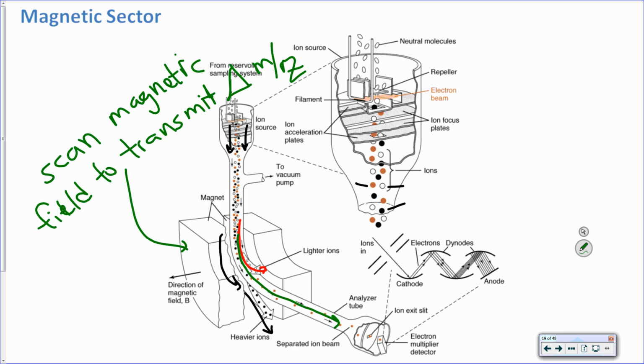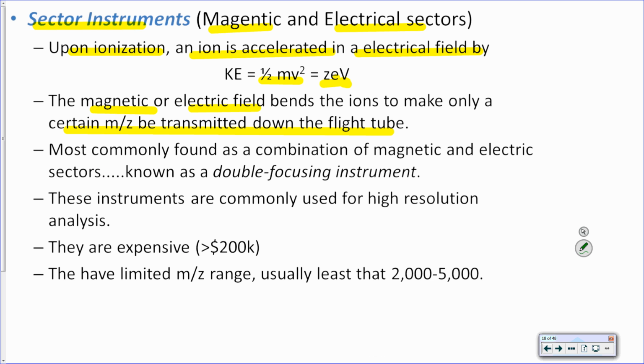Okay. So the most common way that we use these is with a combination of both the magnetic and the electric sectors together. This is what's called a double focusing instrument. I'll show you that in a moment. These are going to be found in high resolution analyses, and you're talking about something that at minimum is going to be costing you $200,000.